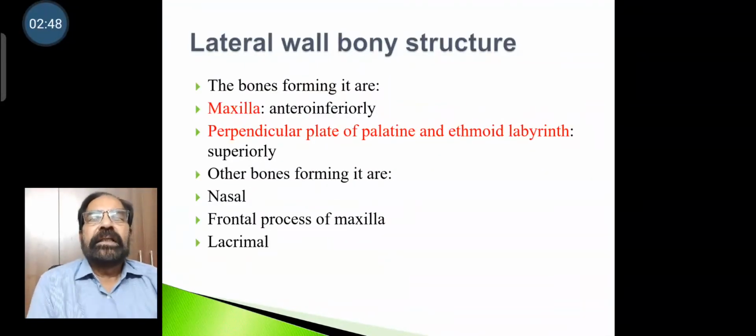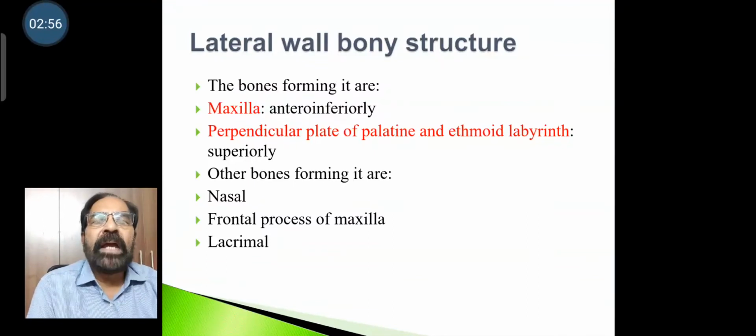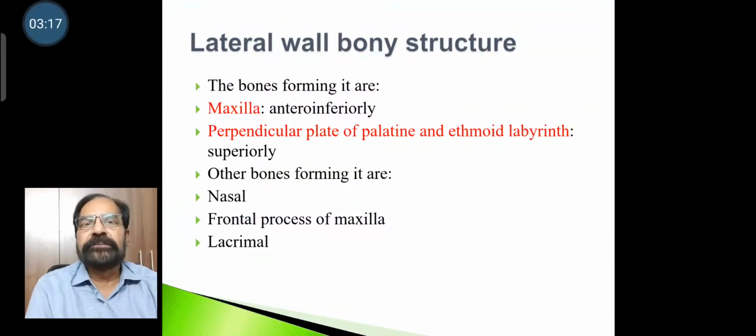Then we start with the lateral wall of nose or nasal cavity. So first we will see the bony structure. The bones forming it are maxilla antero-inferiorly, perpendicular plate of palatine and ethmoid labyrinth superiorly. The other bones forming the lateral wall are nasal, frontal process of maxilla and lacrimal.